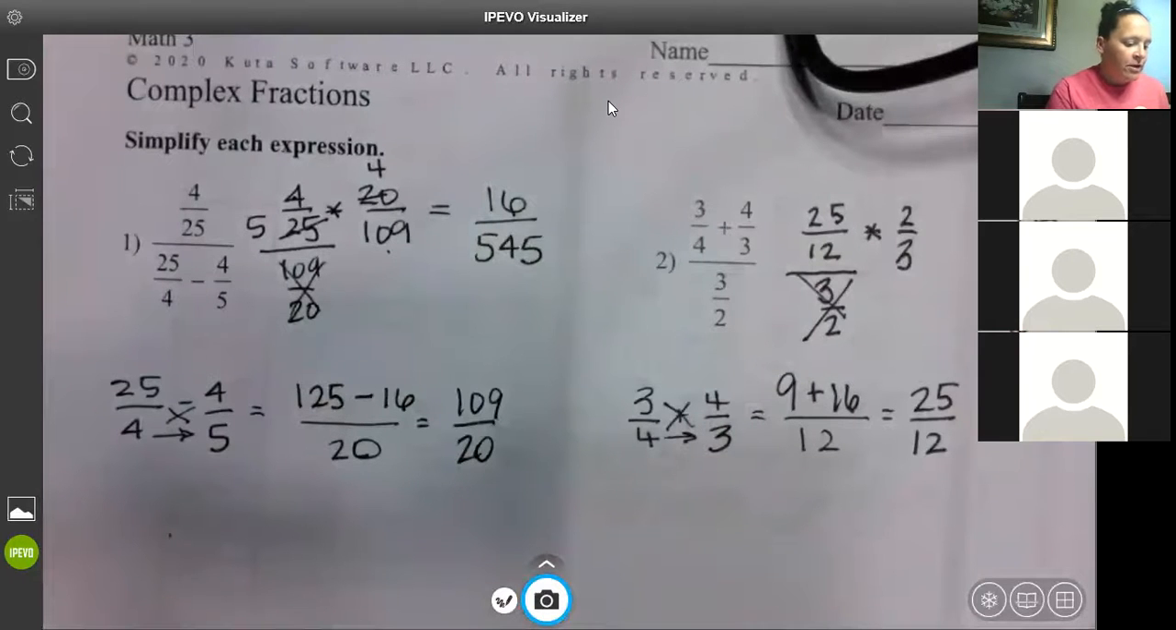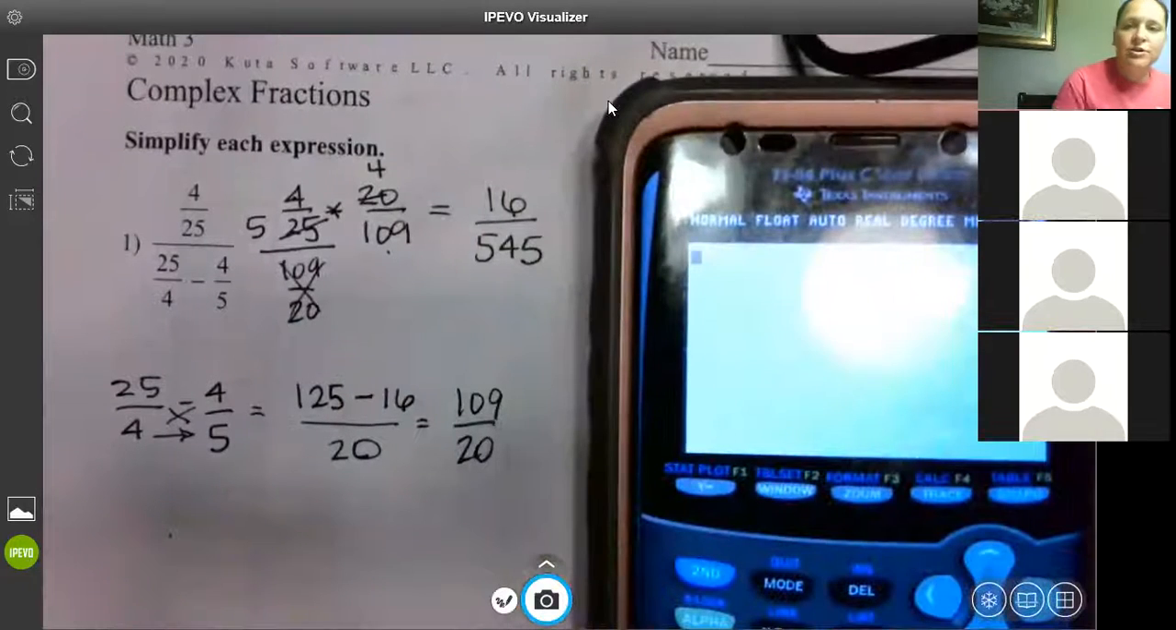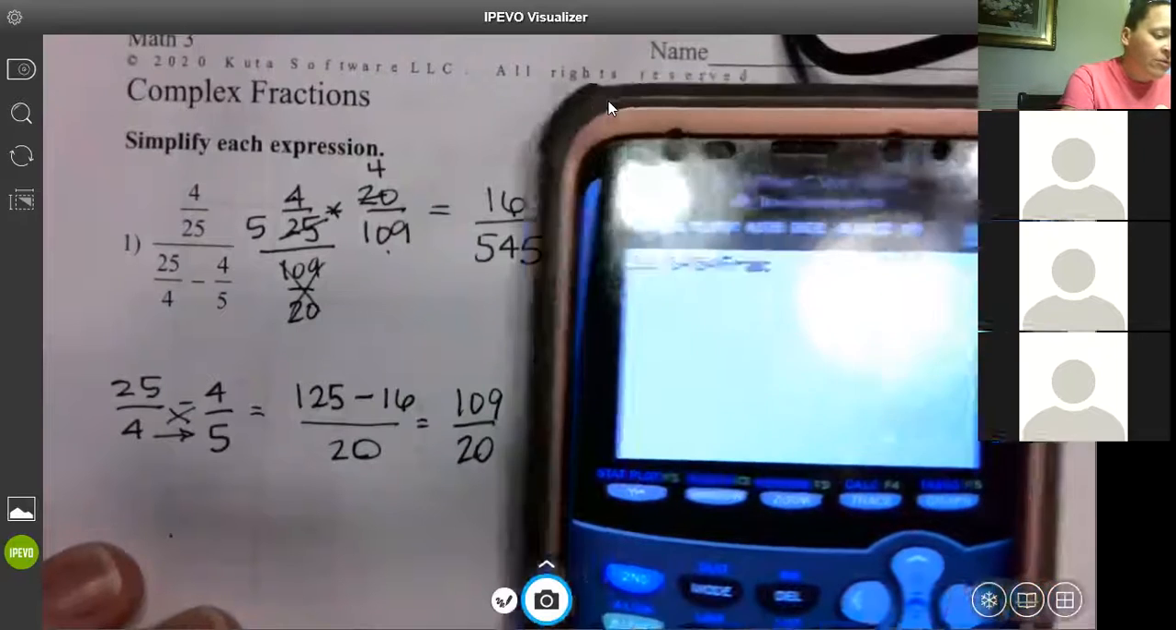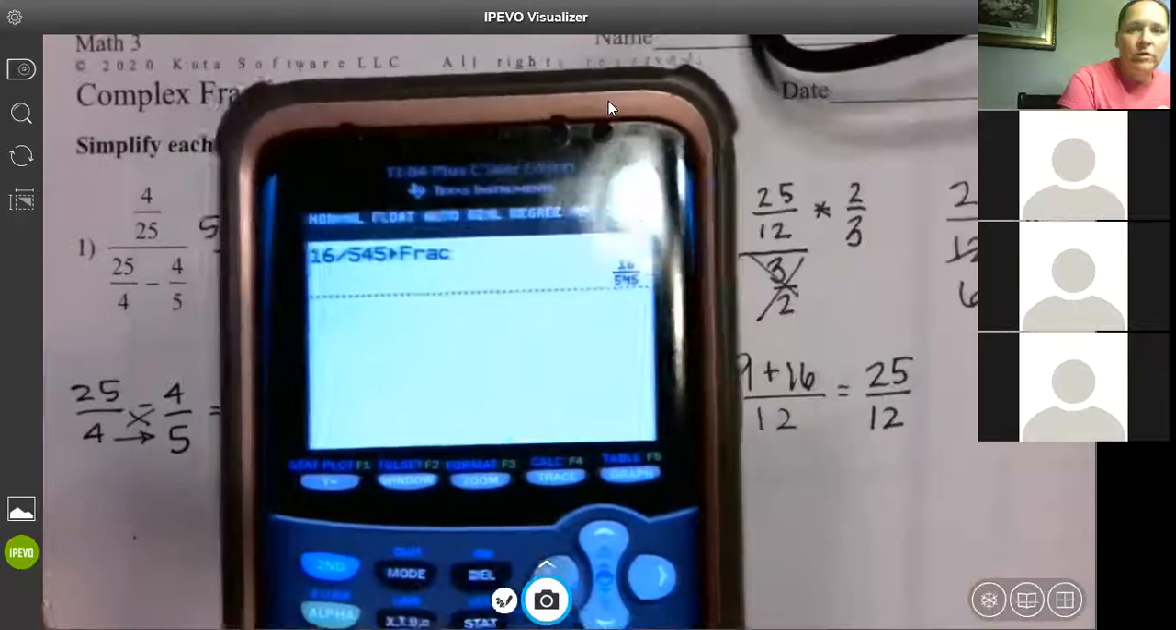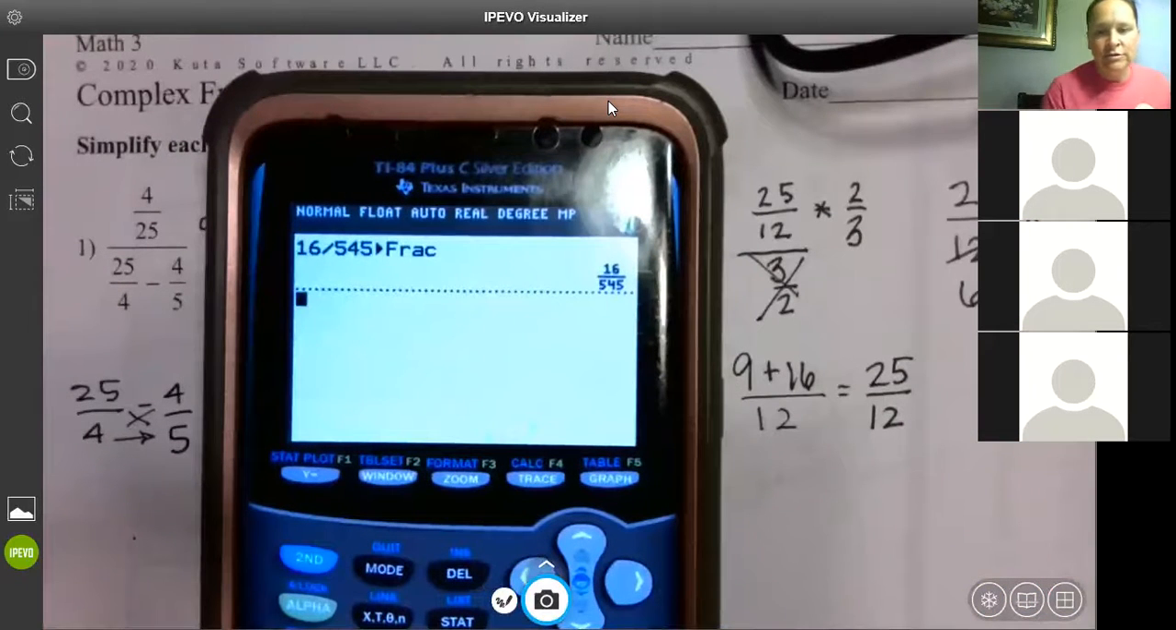If you're using your calculator and you want to check to make sure, I hope y'all can see that, it's kind of blurry. 16 over 545, this is just my phone. You can do math, enter to see if it will reduce any more. And if you come up with the same answer, you know it doesn't reduce. So use your calculators if you can, and that's perfectly fine.